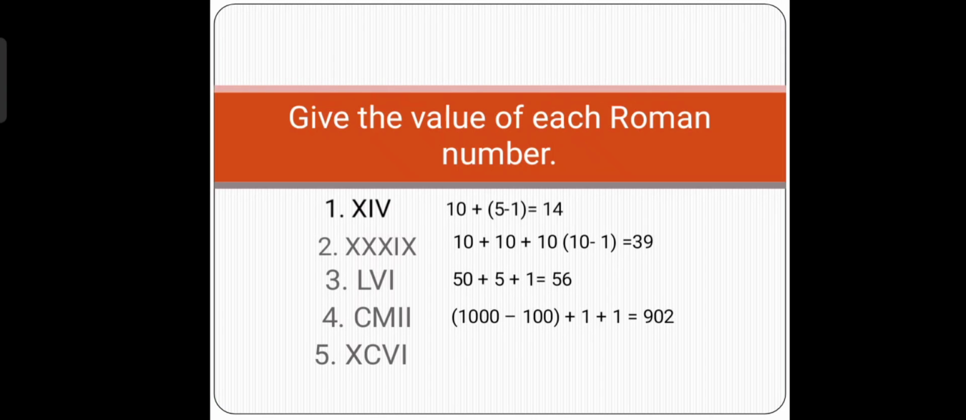Next, XCVI. Okay, we have X is 10 and then C is 100. So, what are we going to do if the symbol that follows is greater than? We are going to subtract. So, 100 minus 10 equals pila? 90. Plus 5, which is V, and then 1, which is the I. So, what is the value for this symbol? 96. Okay, very good.